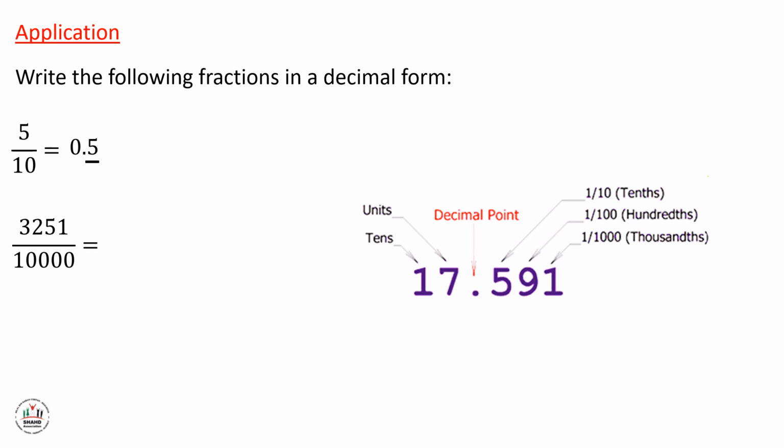Let's try to solve this example. 3,251 over 10,000. So we have 4 zeros in the denominator, so we put 4 dashes. After these 4 dashes, to the left, we put our decimal point, and we start writing the numerator from right to left. So we start writing 1, 5, 2, 3. And the answer is equal to 0.3251.